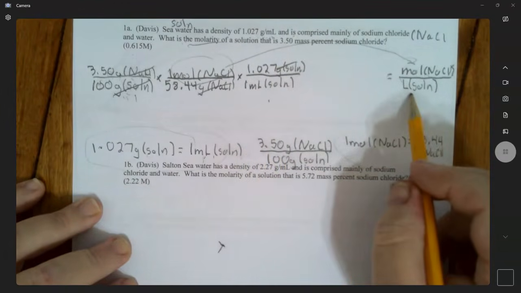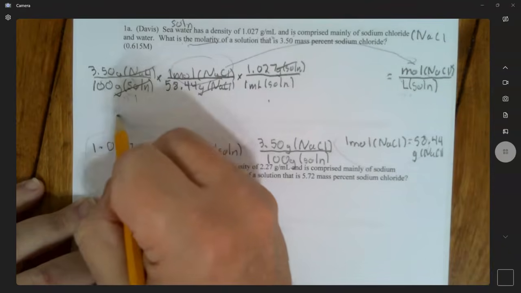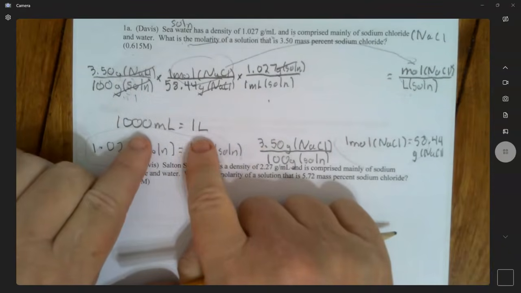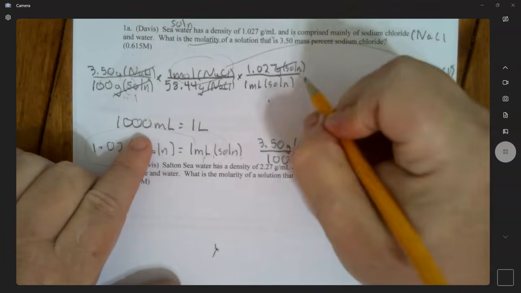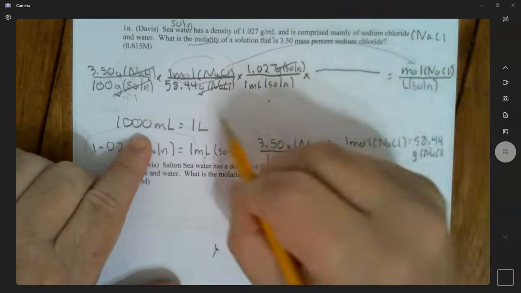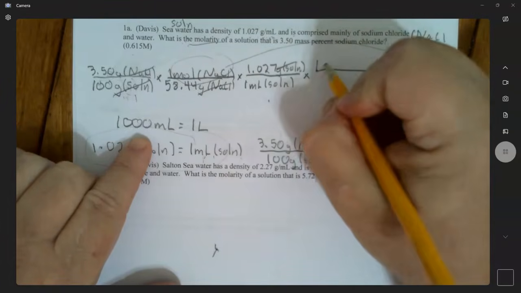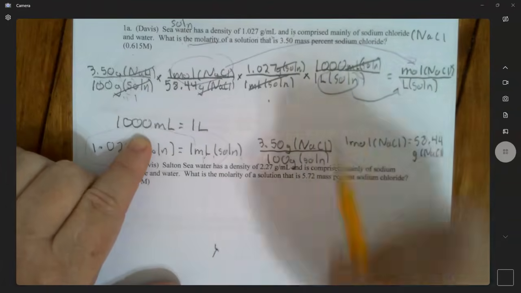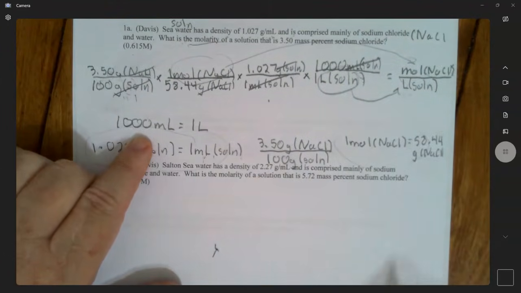We need to get to liters, and so we can use one of our three standard conversions. And of course, this is true for anything, but we're interested in solutions, so you always want to state what the substance is so you don't get it confused with something else that you might cancel with. Okay, so it's this, and now we have liters of solution on the bottom, which is what we want. So everything is set up properly.